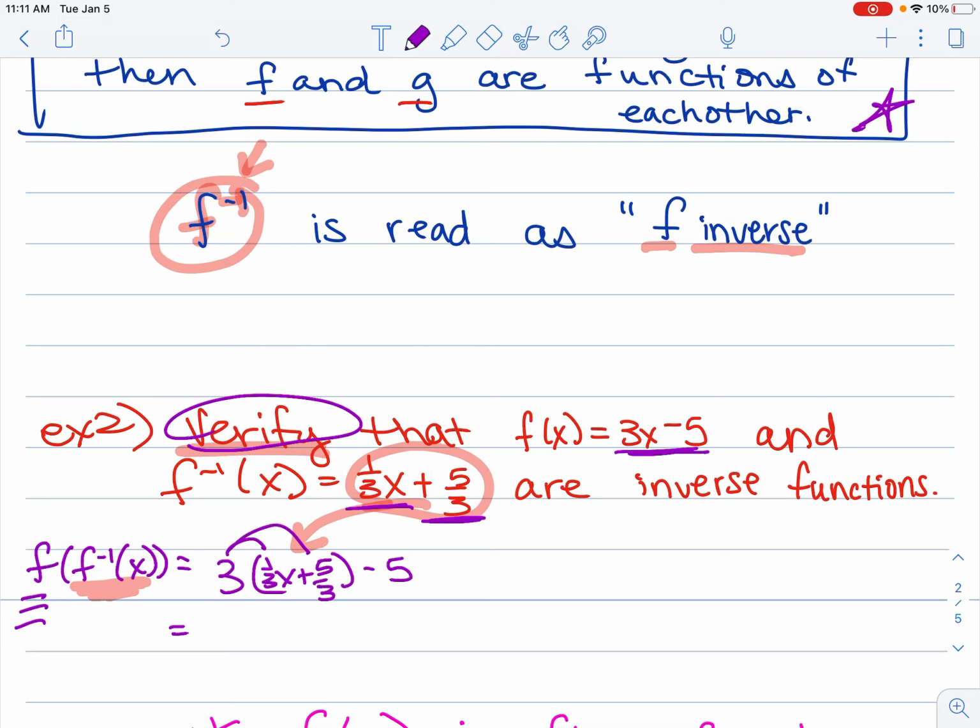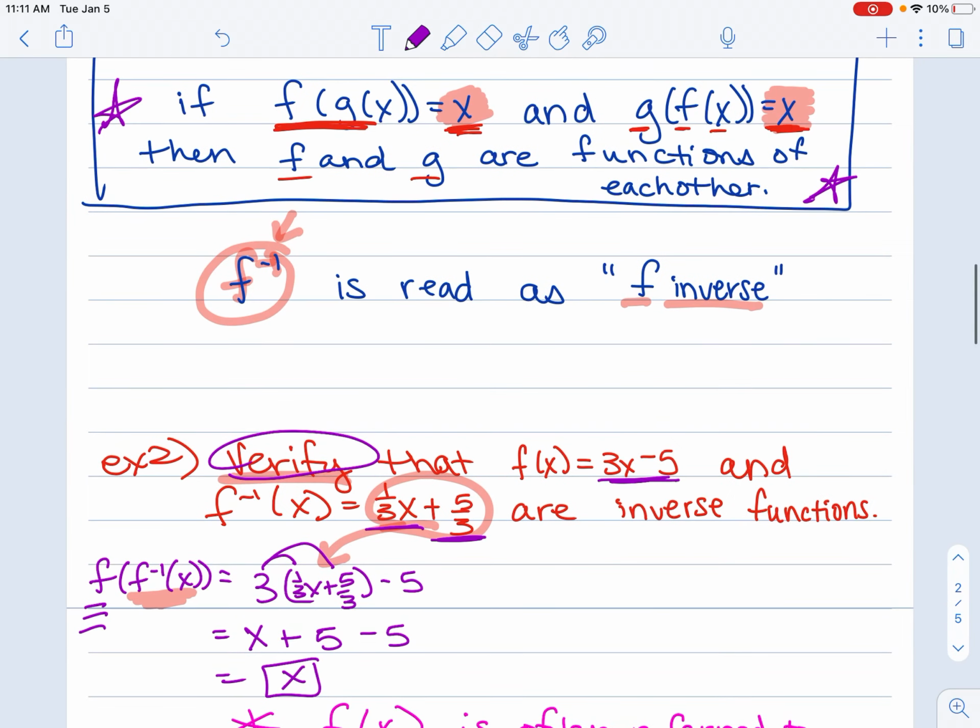So I'm going to distribute here. 1/3 times 3 is really just 1x. 3 times 5/3 is 5. Bring down the minus 5, and we get x. Woohoo! So that's the first part of that definition we have done. Let's do the second part.